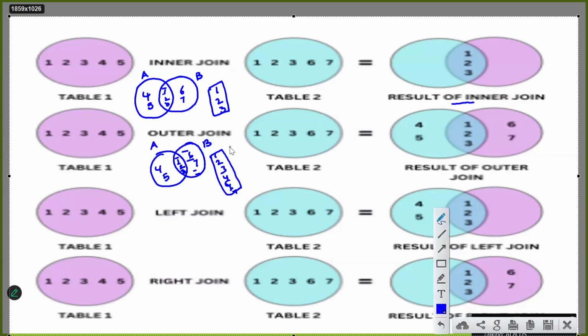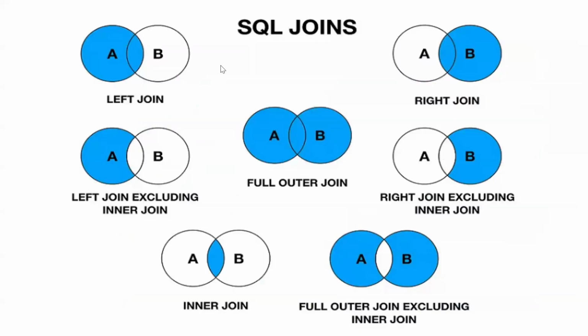If I explain with the code, guys, it will be more useful to you than showing this visualization, but anyway, I will tell you. We have different types of joins: left join, right join, left join excluding inner join, right join excluding inner join, inner join, and full outer join excluding inner join. With these we will get only those records.